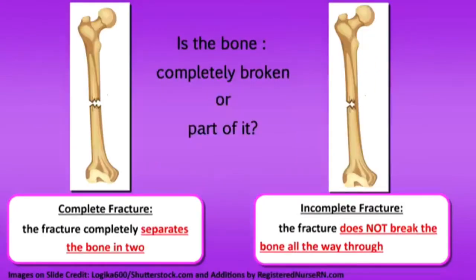Then ask yourself, is the bone completely broken or only part of it? Now, if the fracture completely separates the bone in two, so you have two separate bones now where it was just one, that is called a complete fracture. So think of it like this, it completely breaks in two. Now, on the right over here, if the fracture does not break through the bone all the way, it just halfway breaks it, it's called an incomplete fracture, so it incompletely broke it.